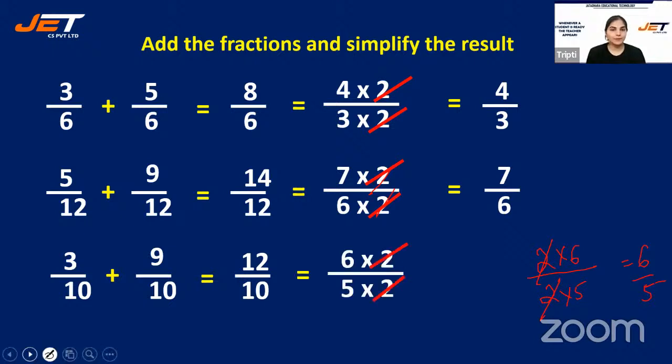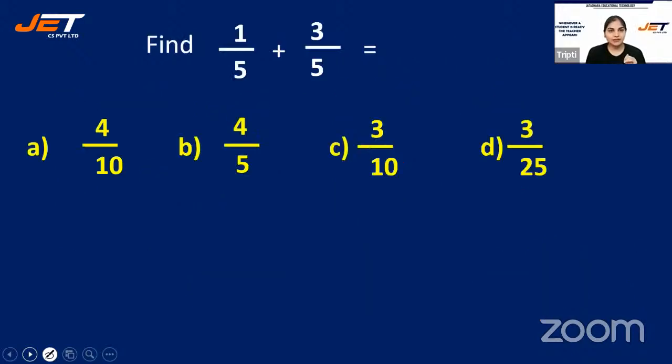See? So you have to add, and after that, when you get the answer, you have to simplify it, reduce it. So here you have 1 by 5 plus 3 by 5. 1 plus 3 is 4. That is 4 by 5. Simple, very easy.